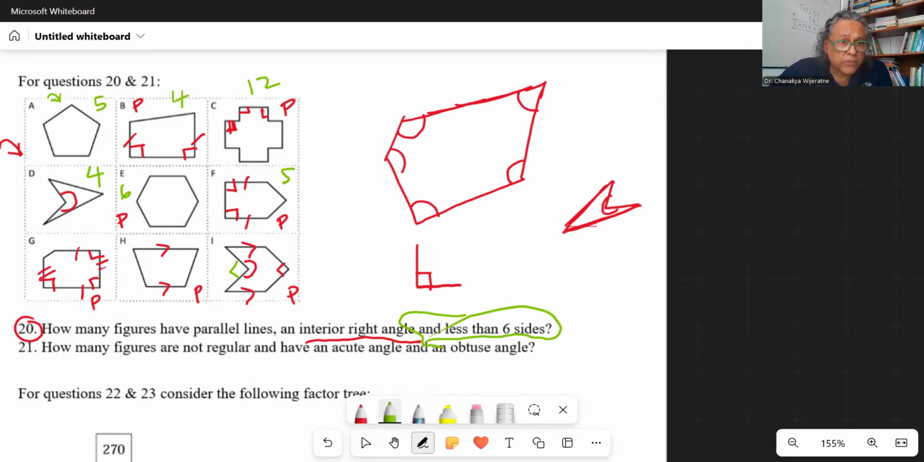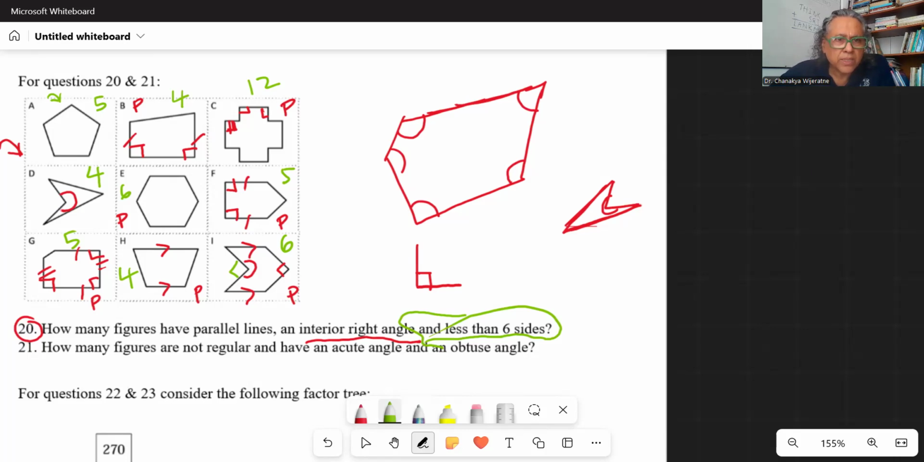So here, 1, 2, 3, 4, 5. Another pentagon, right? And this is a 4-sided quadrilateral. And here, 1, 2, 3, 4, 6. So this is a hexagon. I see. So 2 hexagons, right? Now, in higher grades, you will learn that E is a convex hexagon and I is a concave hexagon, right? Anyway, doesn't matter.